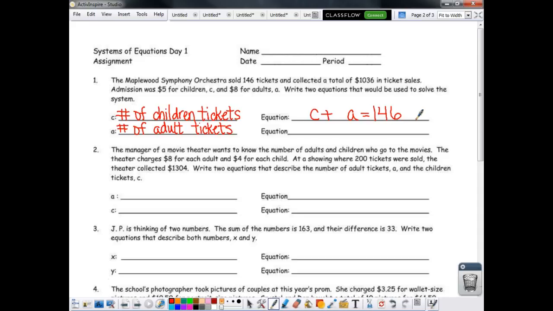Then we have a second equation that we have a total of money, right? Okay, so again, we have two options. We have children tickets and adult tickets, right? And together, the money was 1,036. But remember, we talked about if it's going to end up being money, what do we have to multiply by?